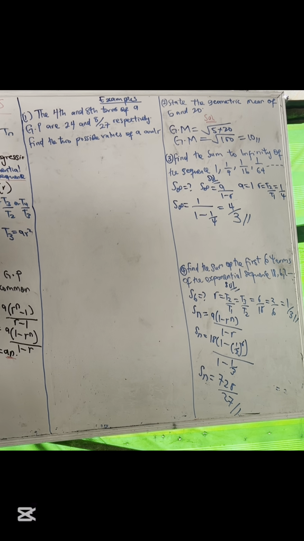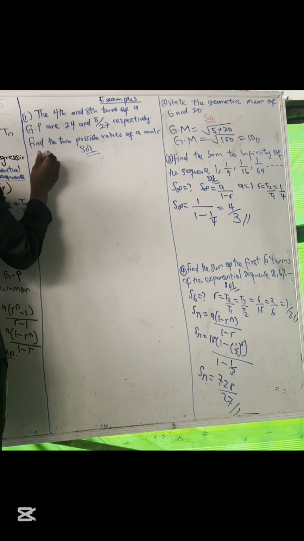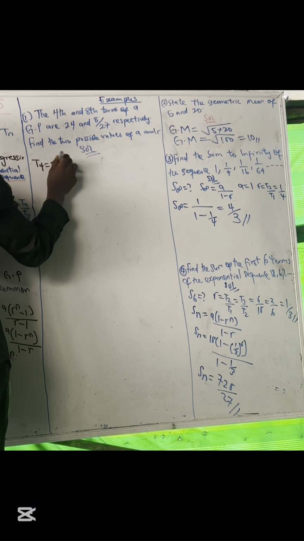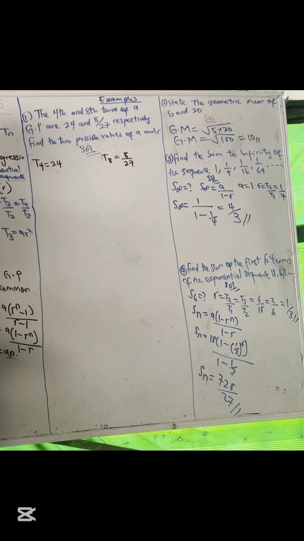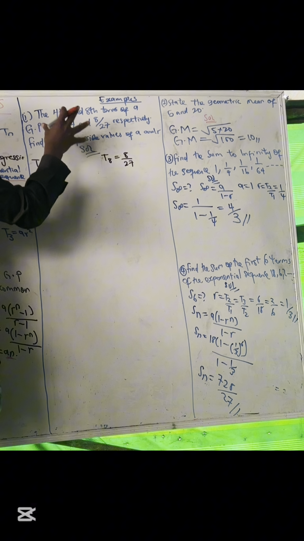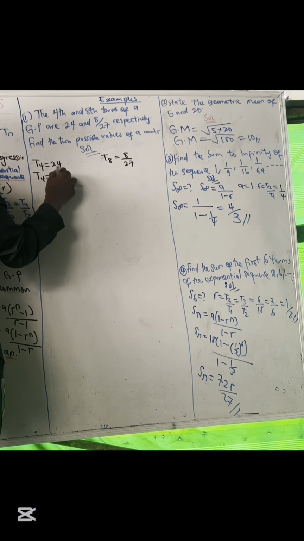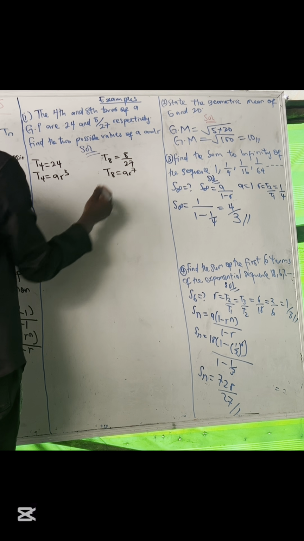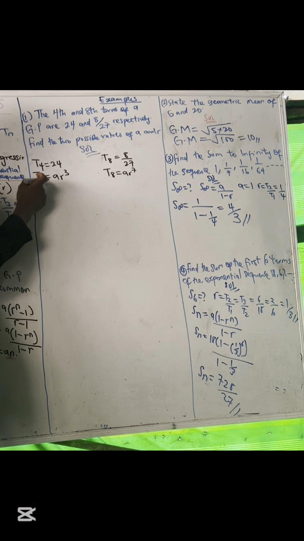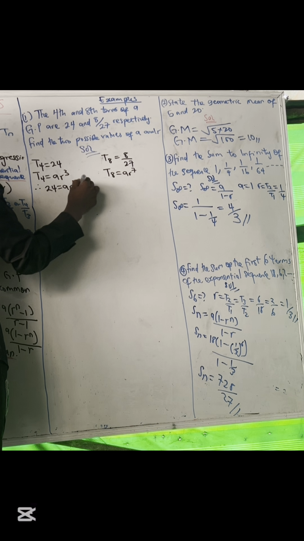The last question we have here is that it said that the fourth term and eighth term of a GP is 24 and 8 over 27. So if you have your T4 is equals to 24, your T8 is equals to 8 over 27. Remember, for a GP, T4 is generally equals to AR raised to power 3, while T8 is equals to what? AR raised to power 7. So if T4 is equals to 24 and T4 is equals to AR3, this simply means that 24 equals AR3, equation 1.